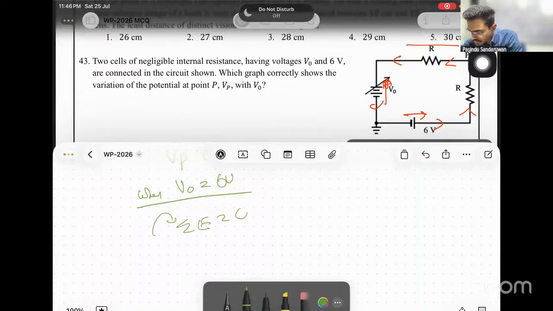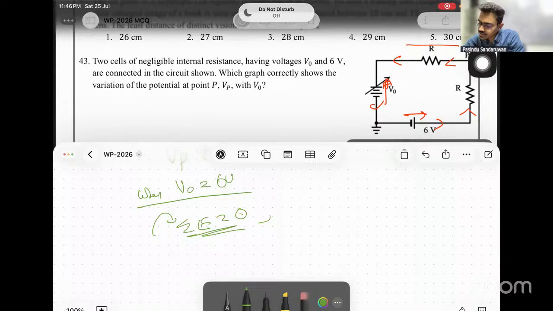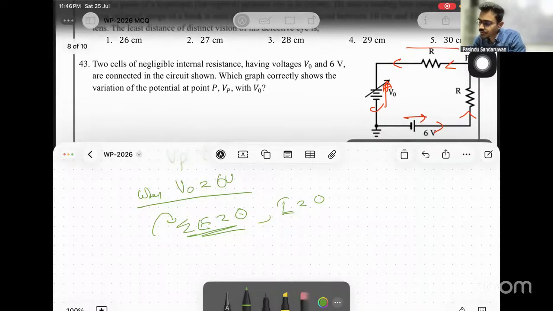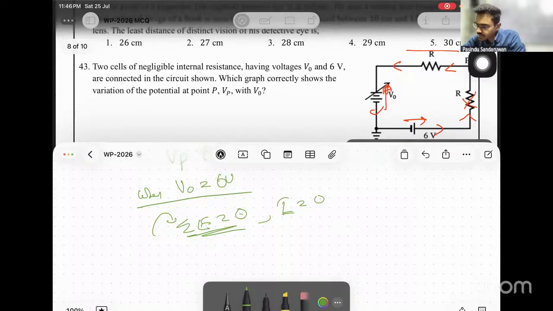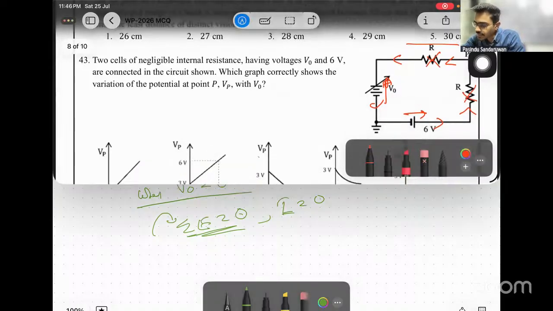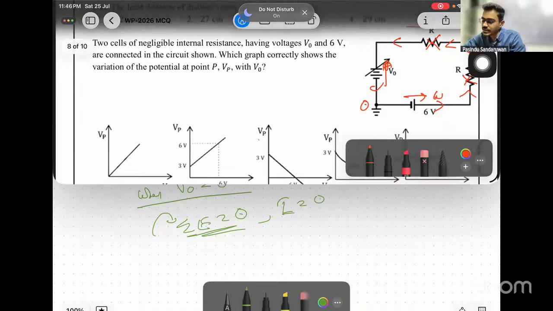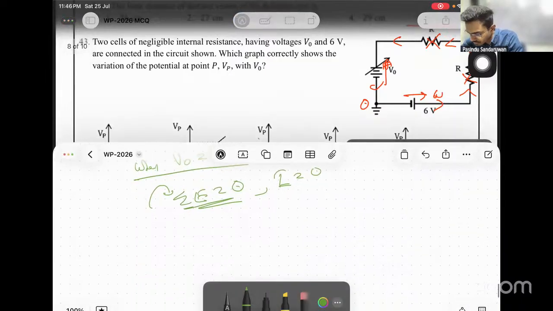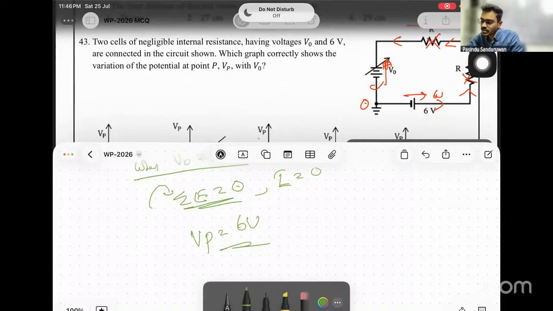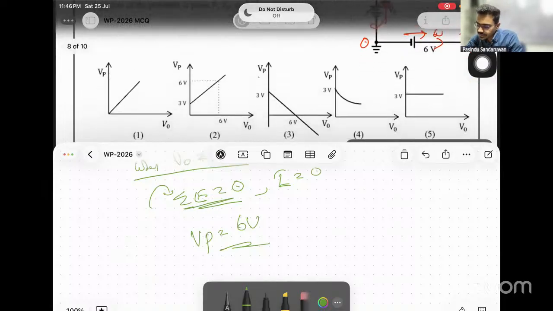Then sigma E of the circuit becomes 0. When sigma E is 0, current flow in the circuit is 0. No current flows. If no current flows, these resistors are not functioning, then this is 0. This side of the battery is 6 volts, then VP is going to be 6 volts. At that point, VP equals 6 volts. I think now we can finalize an answer.